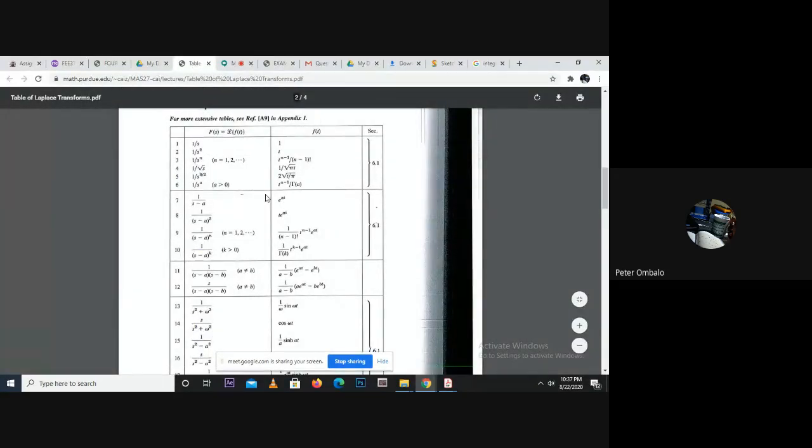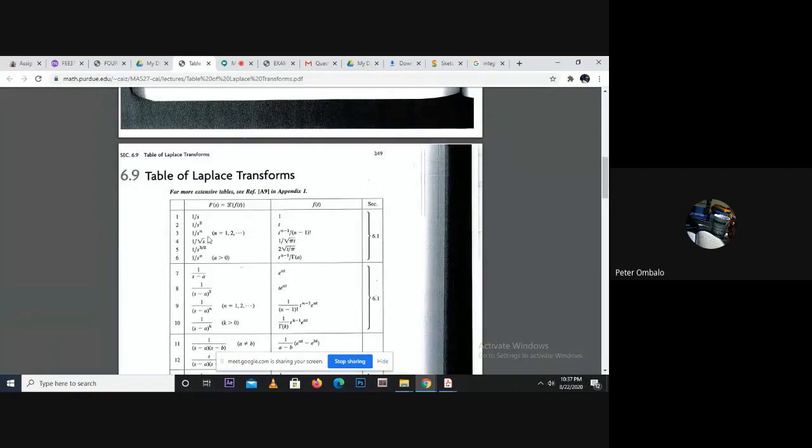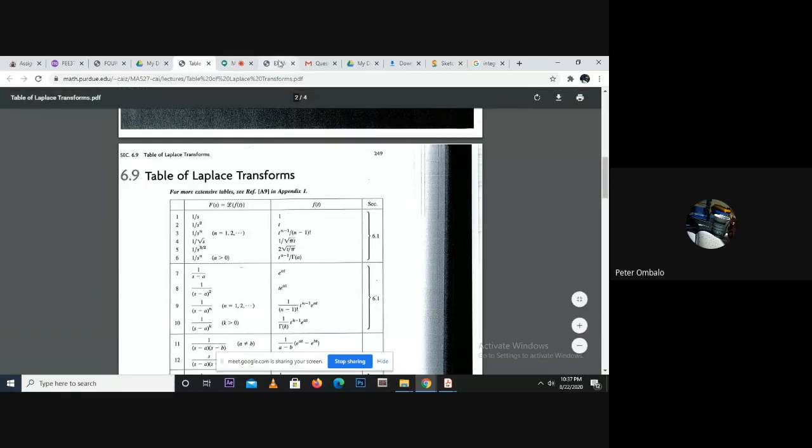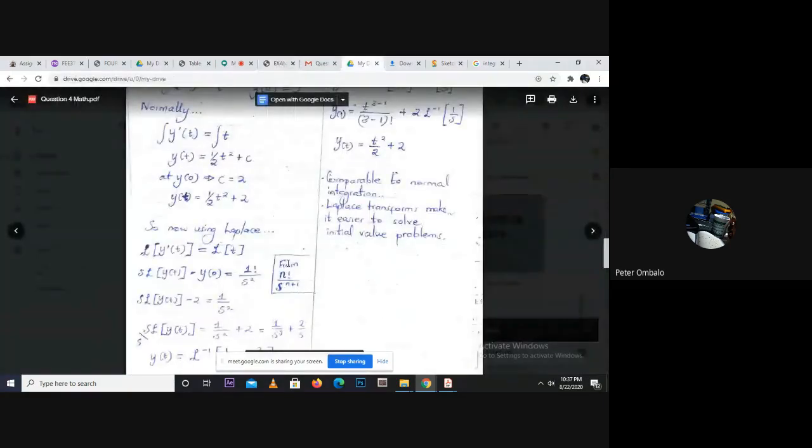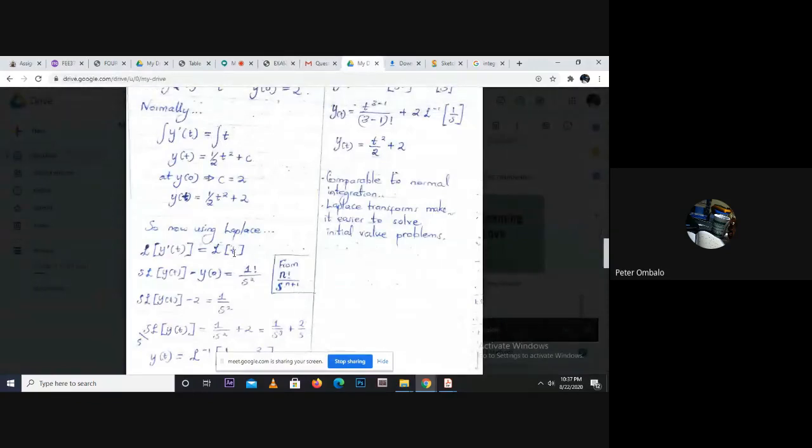So if we look at the table of Laplace transforms, number 3 will give us the Laplace transform of t, because t here is raised to the power 1. This is the general formula: if you have the Laplace transform of any term raised to a power n, it's going to be n factorial over s to the n plus 1. That's the general formula, where n is the power.